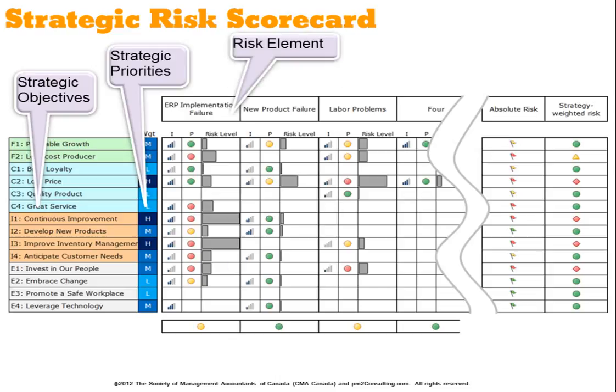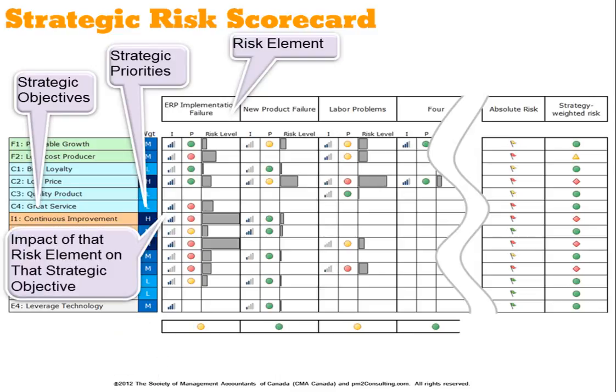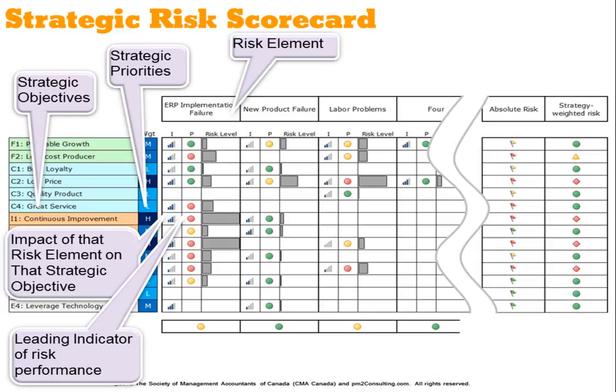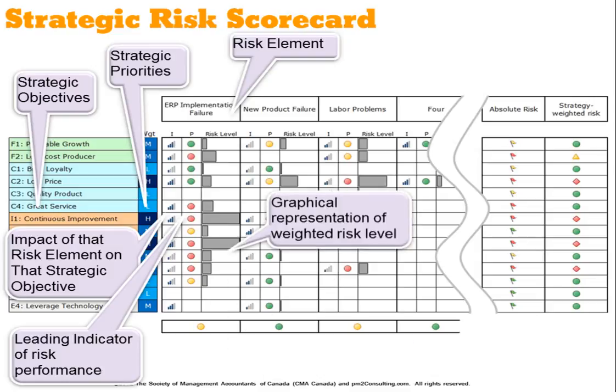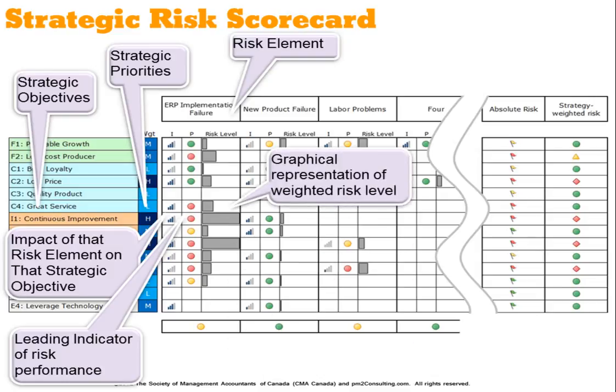Across the top, we'll be capturing your risk elements from your risk registry. And then we'll be capturing where the impact of each risk is against each strategic objective. We'll then be working to build leading indicators about whether that risk is beginning to occur or not. Based on that and some simple mathematics, we'll be able to calculate and graphically represent the level of risk which is currently occurring in this period within your organization.